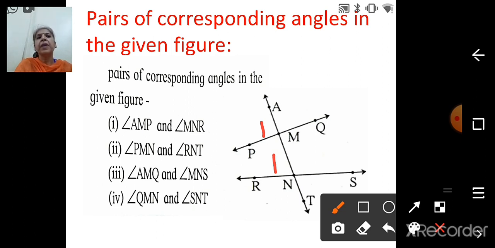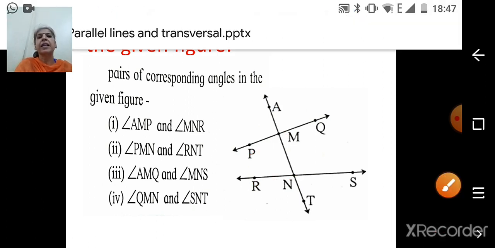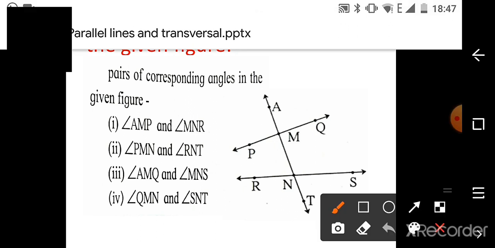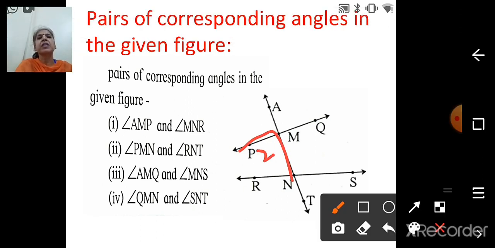Angle AMP, then another is angle MNR, and they are in the same direction and same side of the transversal. Next angle is angle PMN, let's call it 2. Angle PMN, then angle RNT. So they are in the same direction. First both were upwards, now they are downwards. So same direction and same side of the transversal.